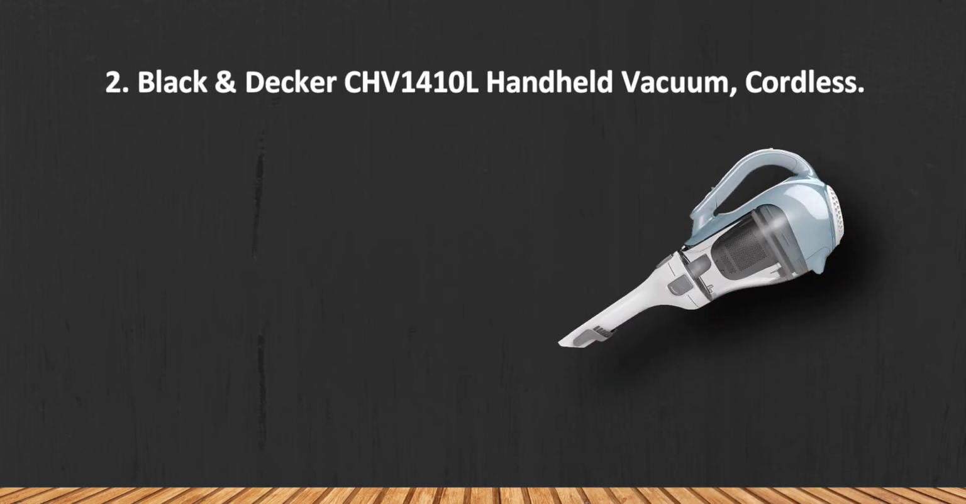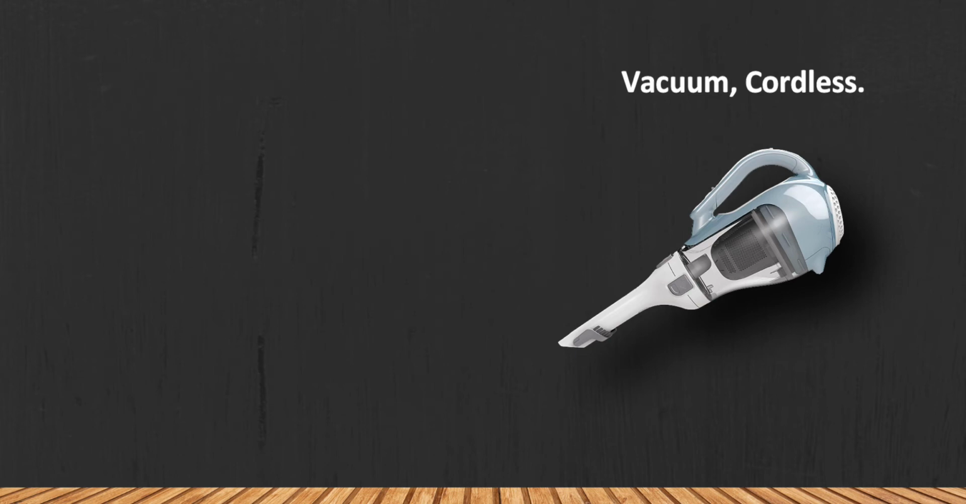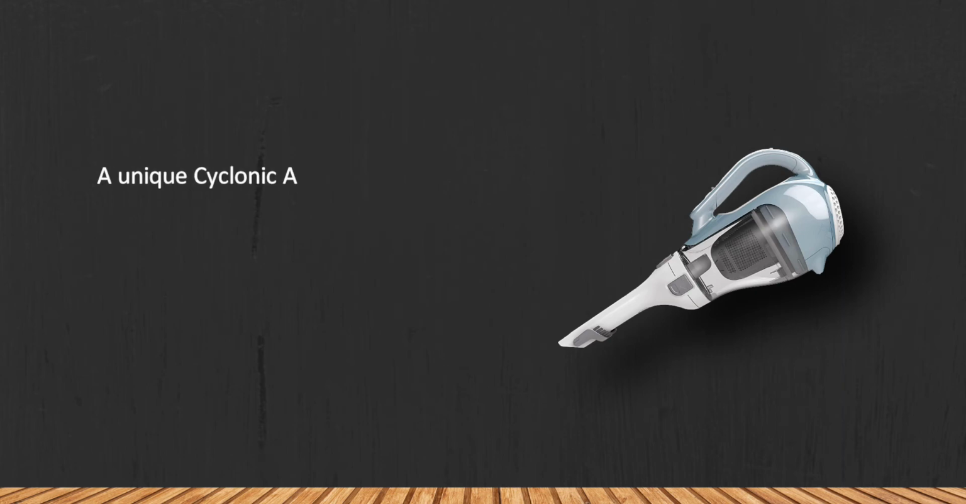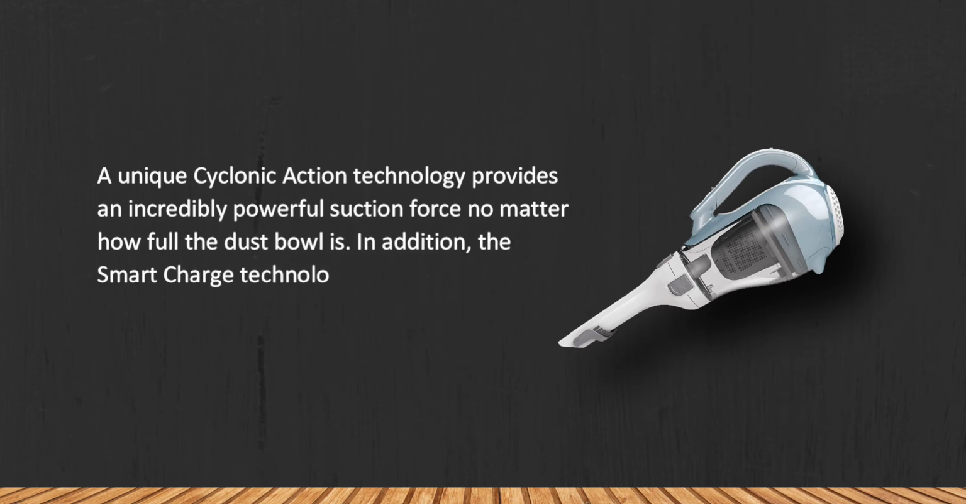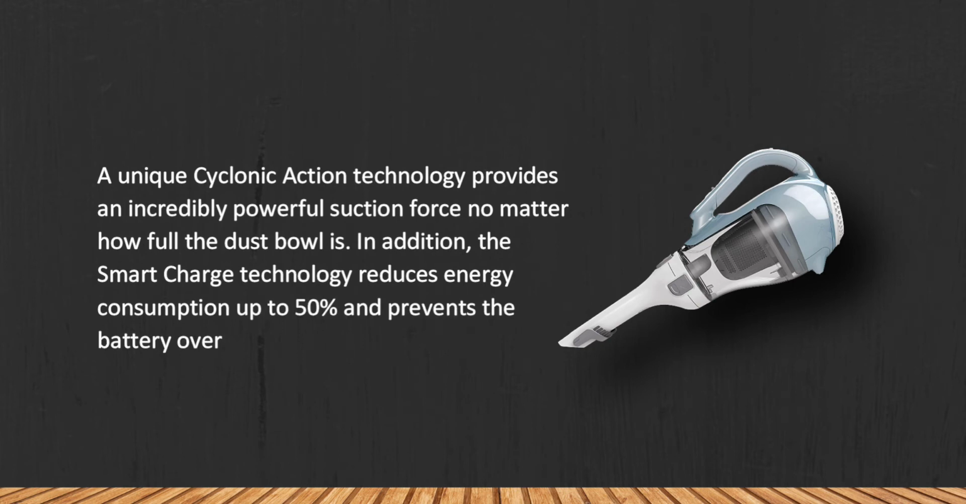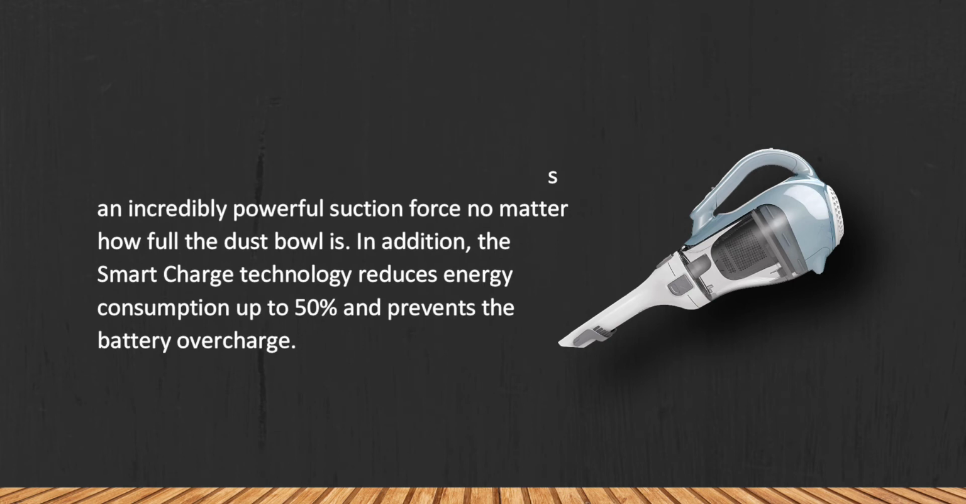At number 2, Black & Decker CHV1410L Handheld Vacuum, Cordless. A unique cyclonic action technology provides an incredibly powerful suction force no matter how full the dust bowl is. In addition, the smart charge technology reduces energy consumption up to 50% and prevents the battery overcharge.